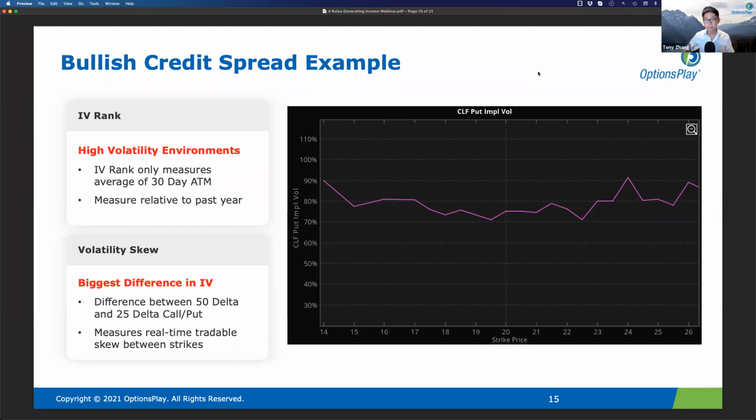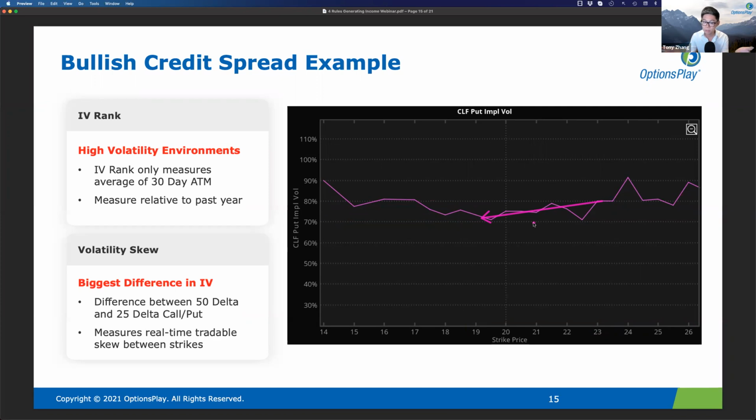Now, is that because the implied volatility on Cleveland Cliffs is really, really high? The answer is no. It comes down to the skew, the difference in terms of implied volatility between the 23 strike and the 19 strike that I'm selling. As you can see, the 23 strike has an implied volatility of about 80%, and the 19 strike has an implied volatility of about 70%. So there's a fairly large delta between the implied volatility on the strike that I'm selling and the strike that I'm buying. That's far more nuanced than what IV rank or implied volatility percentile is going to tell you.